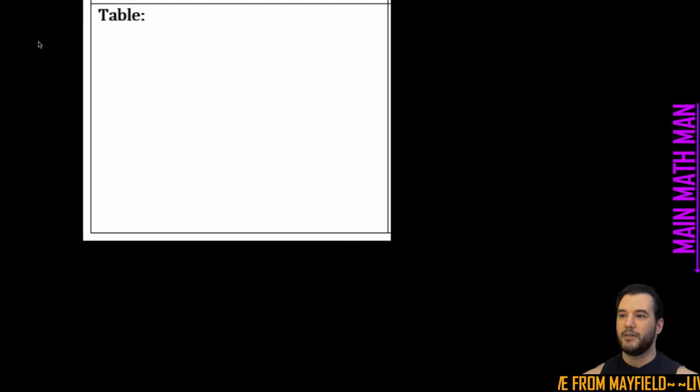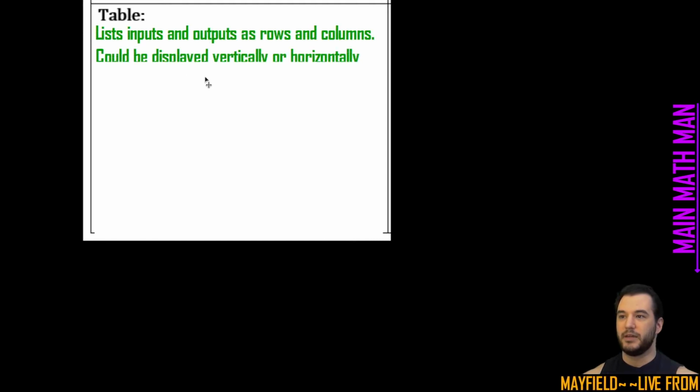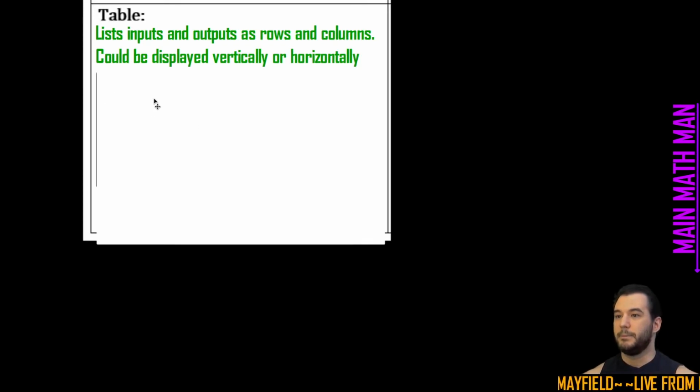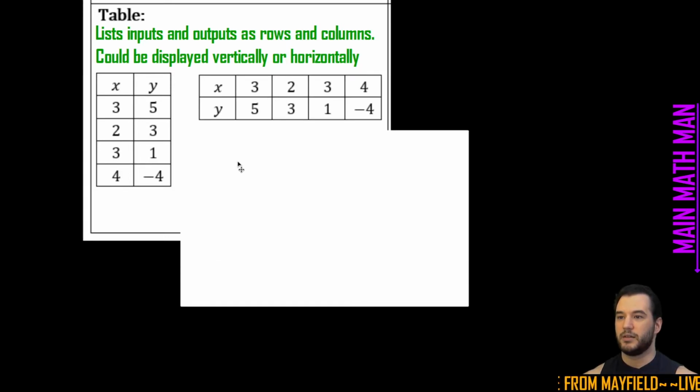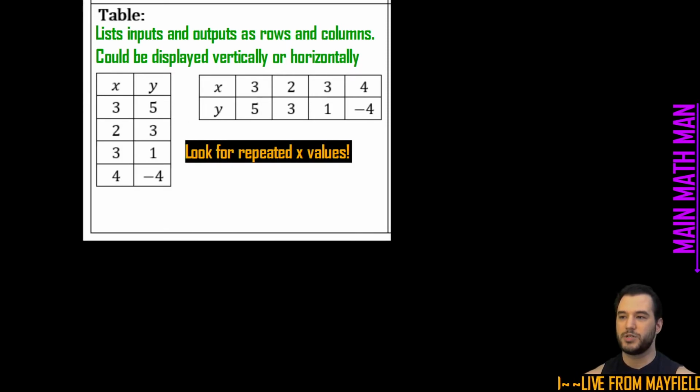Another form that you can have is a table. Again, those can be lists of inputs and outputs as rows and columns. They could be displayed vertically, like so, or they could be displayed horizontally, like this. Again, those are the same ordered pairs that we had before, but you want to make sure you're looking for those repeated x values. And so you're saying that, heck, these are ordered pairs, so that'd be that 0.35.